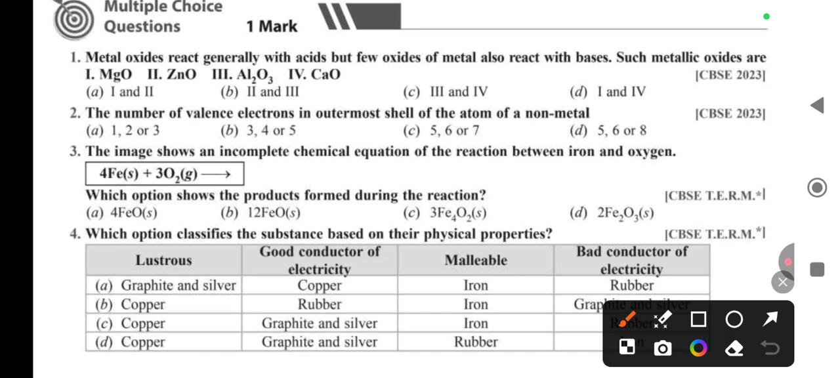Okay, so you can see here magnesium oxide, it is purely base. Zinc oxide, it has amphoteric nature. Aluminium oxide, it also has amphoteric nature. Calcium oxide, it is purely base. So which option can it be? Second and third. So you can go according to option B.